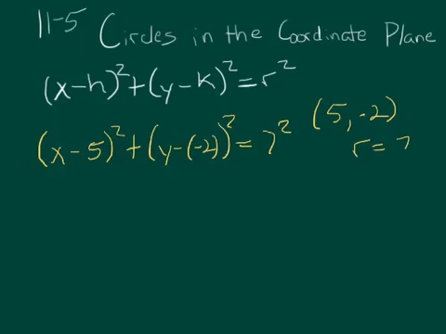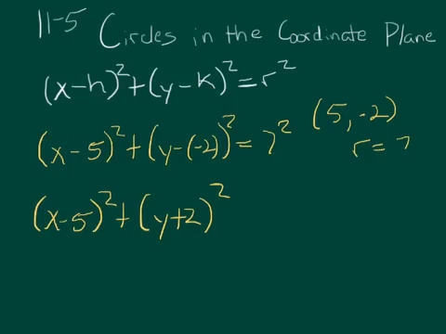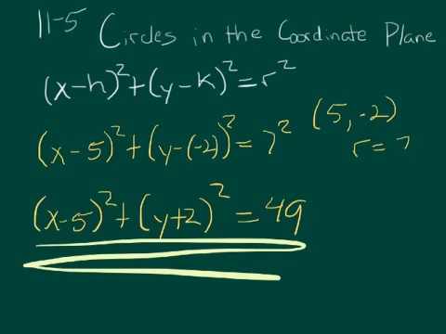So all you do is plug it in, and then technically if you leave it in standard form, you just have to simplify it. So it would be (x - 5)² + (y + 2)², because a negative becomes a positive, equals 49. And this format right here is known as standard form. So that's actually what you would leave your answer as.